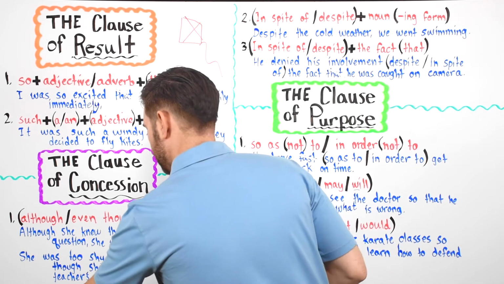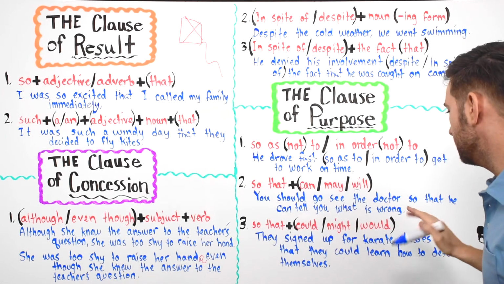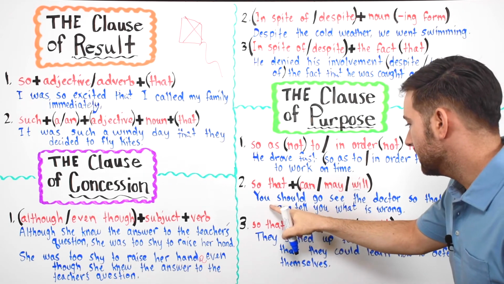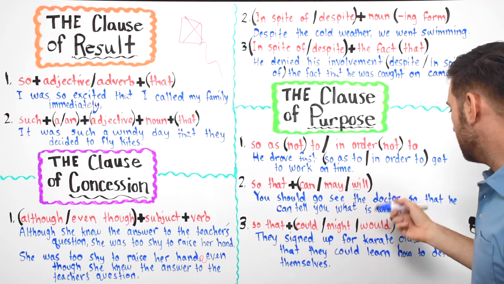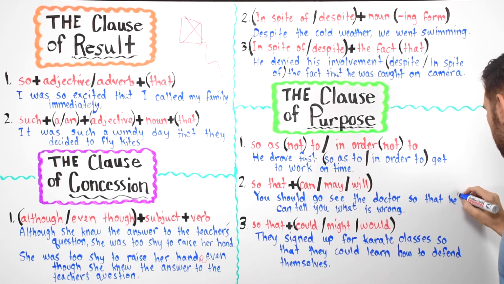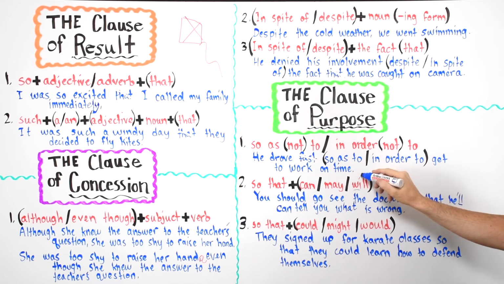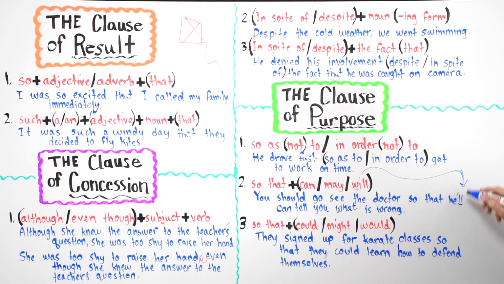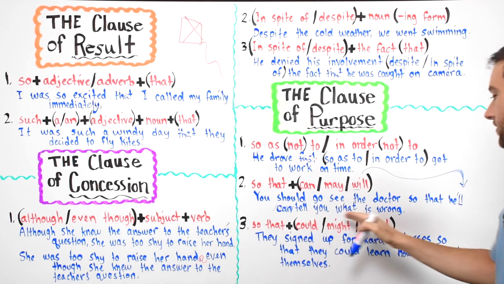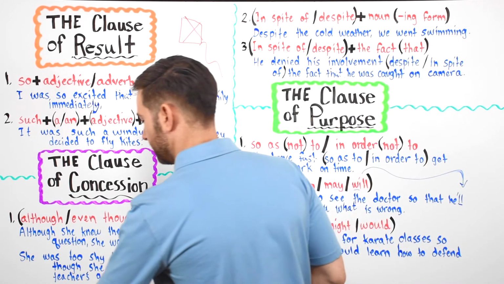Now if, for example, you don't want to use the word can, you don't have to use can. You can also say will. You should go see the doctor so that he'll tell you what is wrong. Remember, will, we could put it right here, so that he'll, and then we get rid of can. You should go see the doctor so that he'll tell you what is wrong.